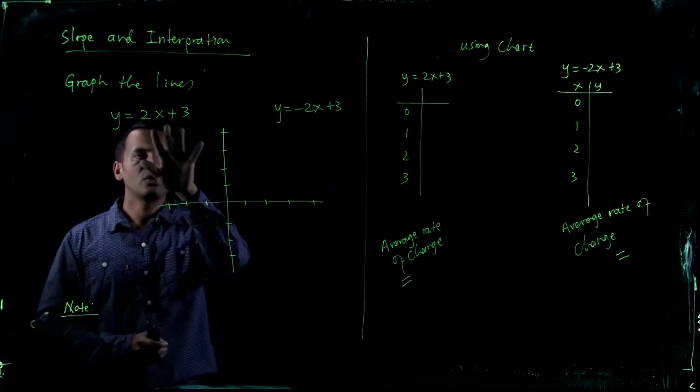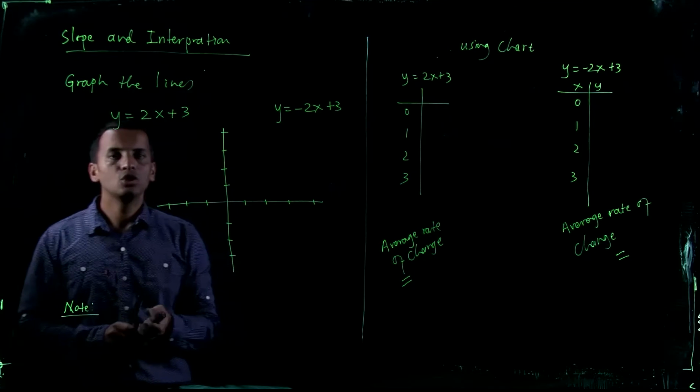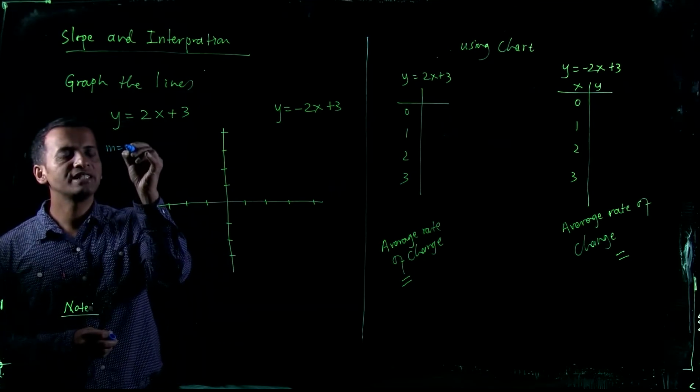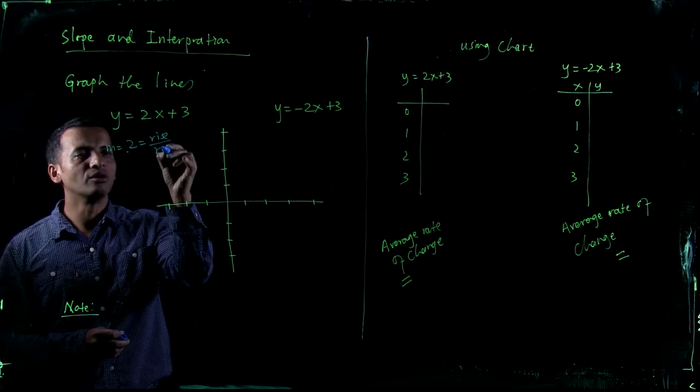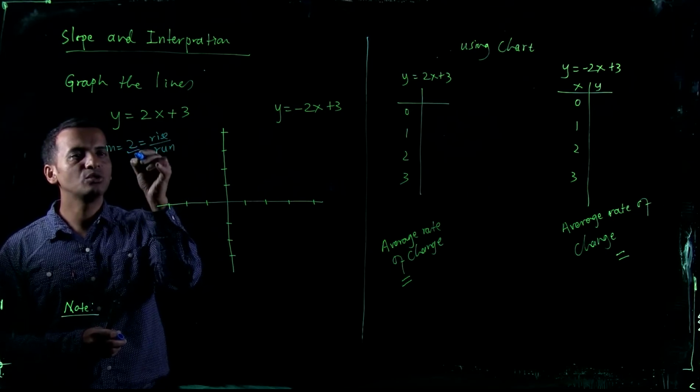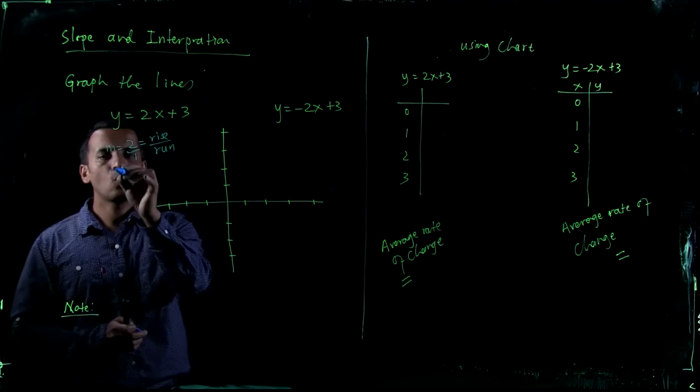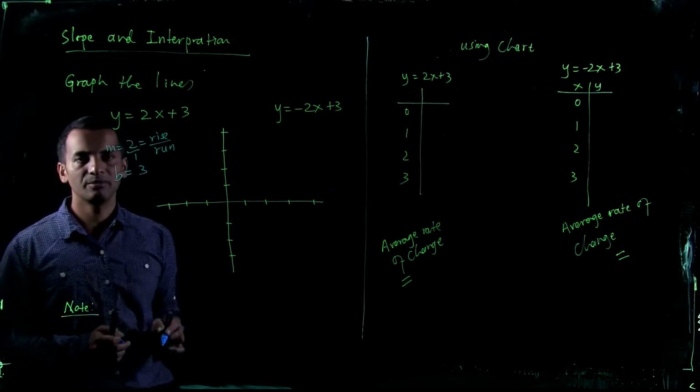Okay, so in the first graph the slope is 2, that is rise over run. So the rise is 2, the run will be 1, and the y-intercept b is 3.